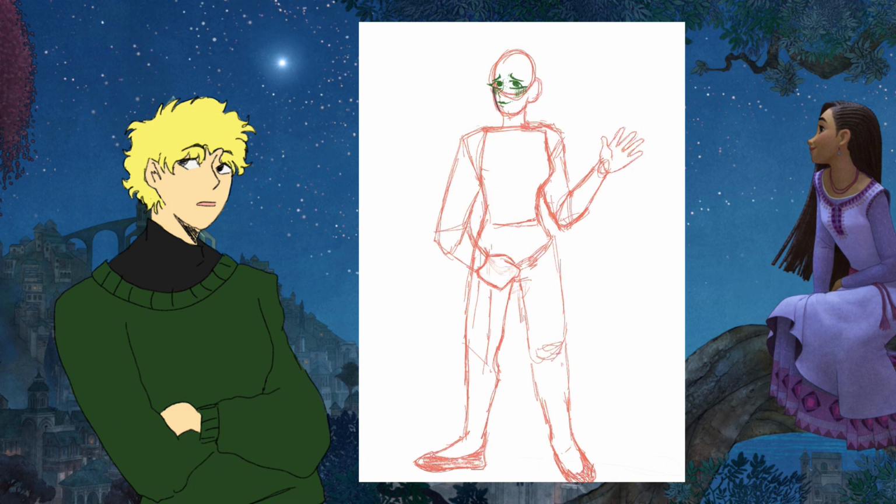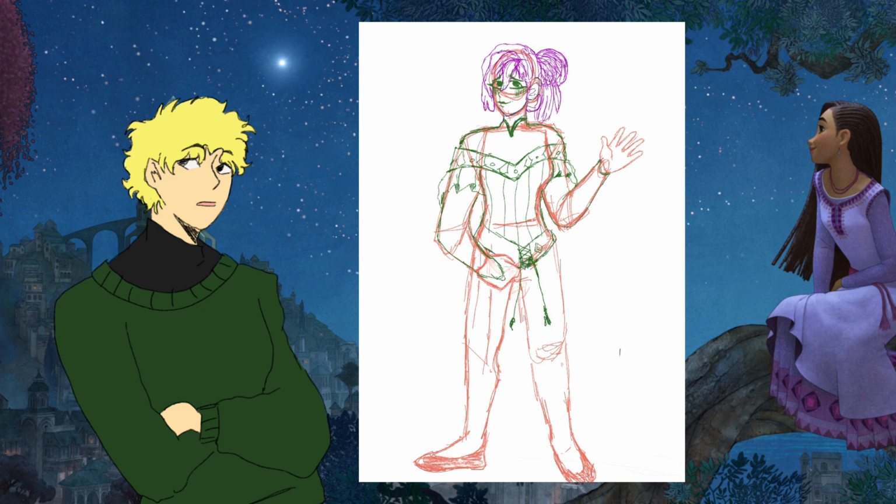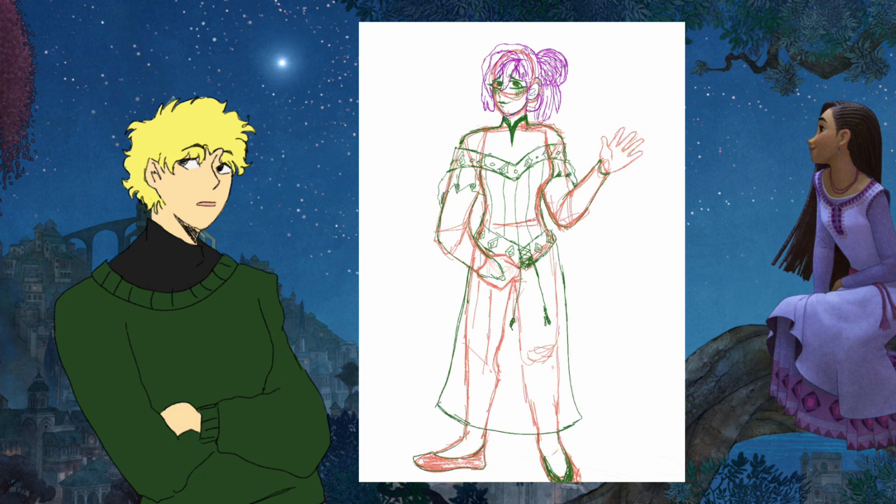Okay, so in the movie, Asha isn't a princess. I don't know if she was supposed to be in the original version of the story, but in my version she is a princess. She's the Princess of Rosa. So basically her story is she was adopted by King Magnifico and his wife. Her parents got murdered. I don't know how. I haven't fleshed that part out yet. I will in the next video. But so she was adopted by them.